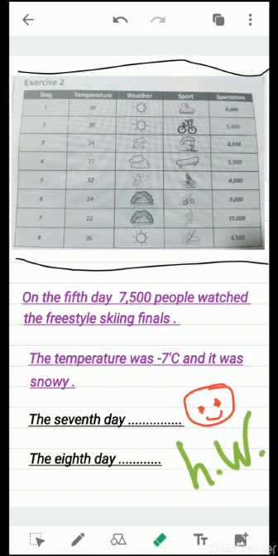I want you, as a homework, to do 2 sentences or 2 days. Give me 2 sentences or 3-4 sentences, just writing the most important information from this chart to talk about the 7th day and the 8th day. Okay?